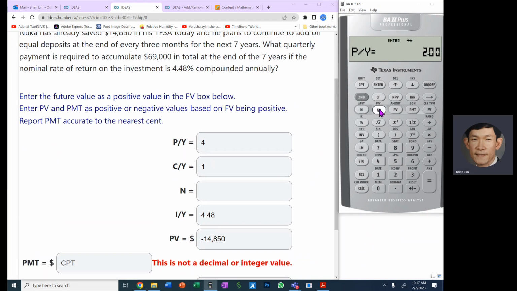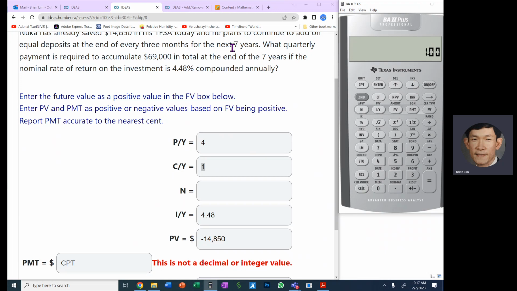So let's go second, I/Y. P/Y is 4, so we enter 4 and press enter. Then we go to C/Y and it is 1, so enter. So P/Y is 4, C/Y is 1. And then we can just clear down here.